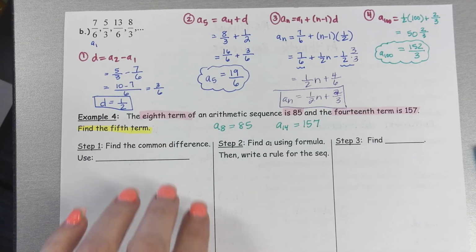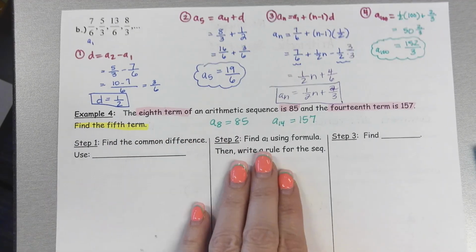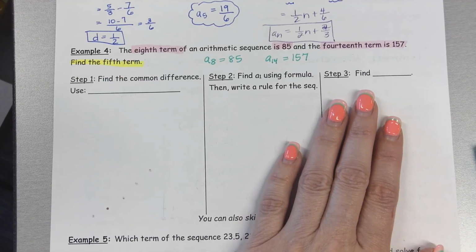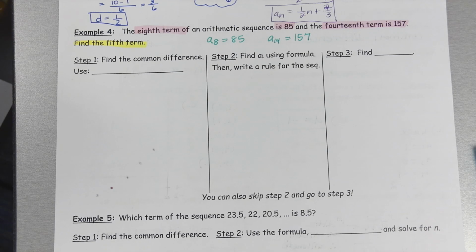Okay, so in the book they have you find the common difference, and then you find a sub 1, and then you find a sub 5. I'm going to show you how to do that, and if you look it up in your book, it'll be the same. But I'm also going to show you some shortcuts to this as well, and then you can decide what you need to do. So this way is helpful if you have to find a sub 1. But please know there's more than one way to get here, okay?